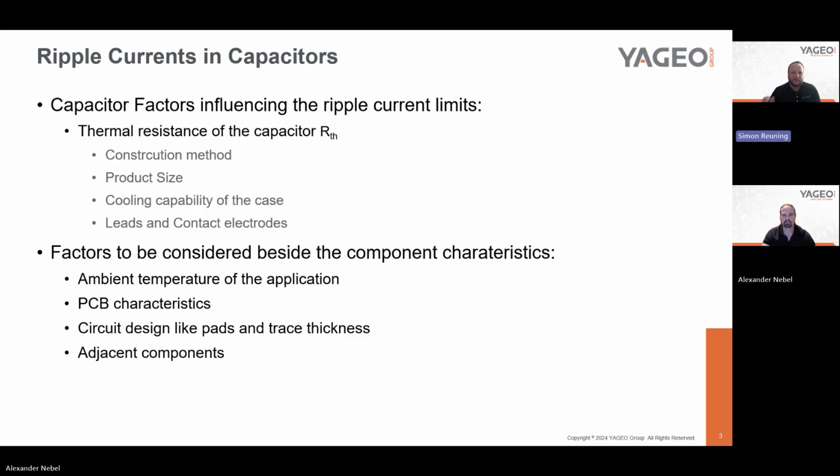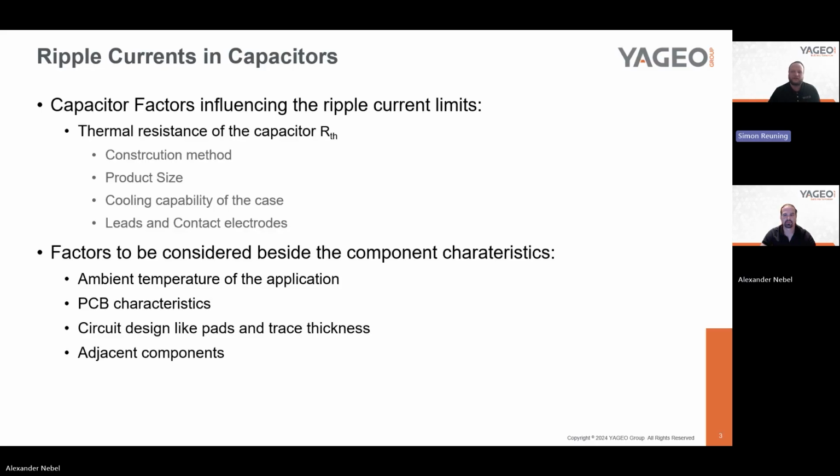Well, that sounds like many things I need to be considering when choosing a capacitor. Right, and unfortunately, there's even more to consider. Besides the component characteristics, also the ambient temperature, the PCB characteristics, the circuit design, the pads, the trace thickness, and even more. They all have an influence on the thermal behavior of the component.